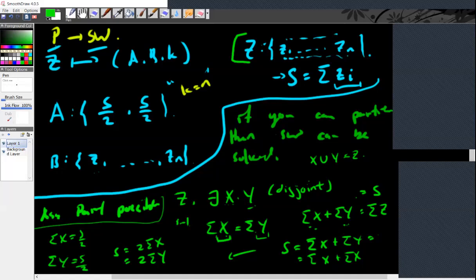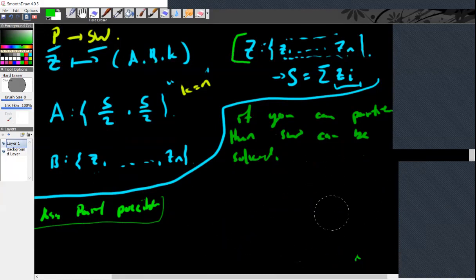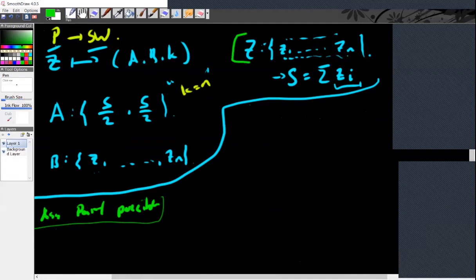So where was I going with that? Okay, so now we've made this observation. Let's talk about Splitwise, right? So this observation was made about partition. Let's talk about Splitwise now. So what does this tell us about Splitwise? So if I can partition, this means that I can find two subsets of elements here that will sum exactly to S over 2.